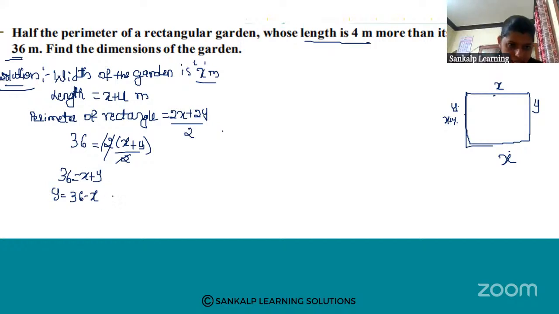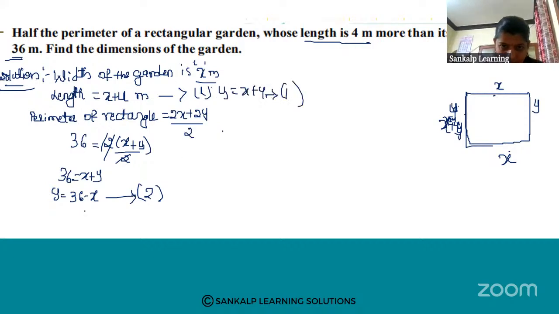y is equal to 36 minus x. Now, in this question, we are getting two equations. See, observe carefully. y is equal to x plus 4 is equation number 1. Next, y is equal to 36 minus x is equation number 2. Length y, if we consider length is equal to y, it is x plus 4, right? So y is equal to x plus 4 is equation number 1 and y is equal to 36 minus x is equation number 2.